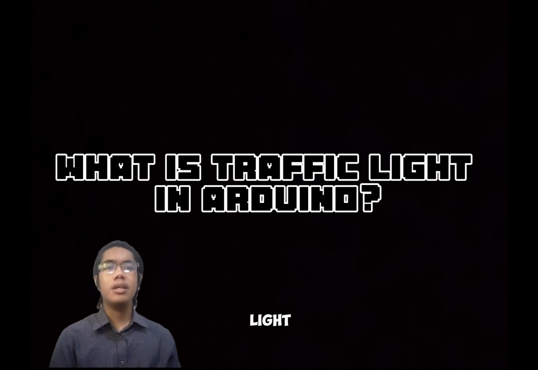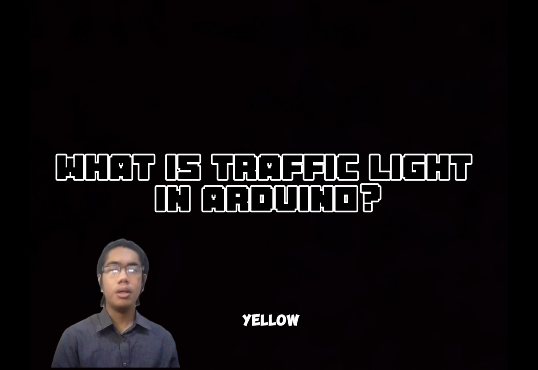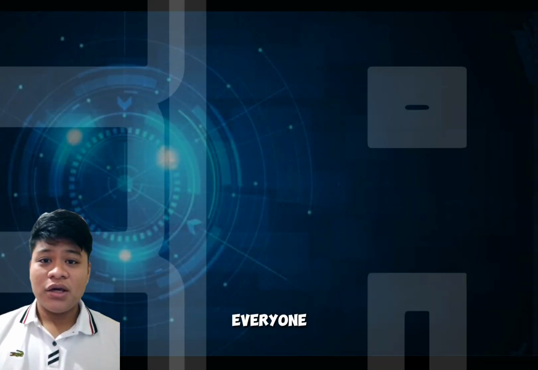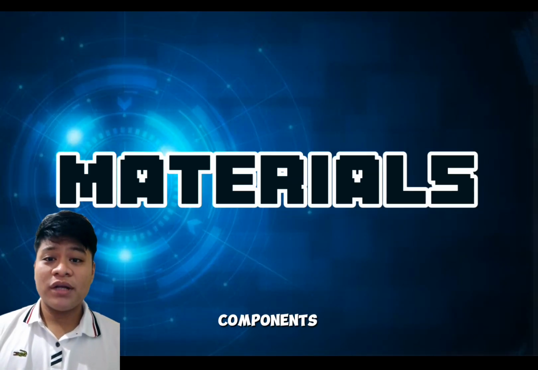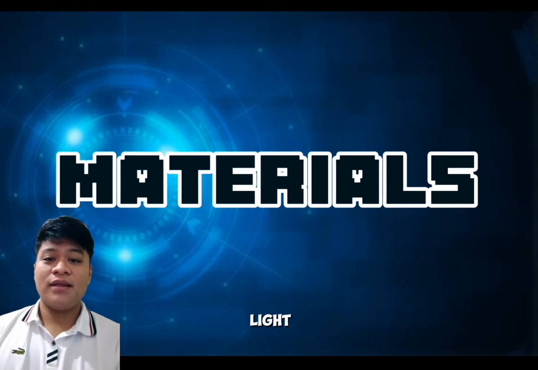What is the traffic light in Arduino? The traffic light in Arduino is a project where an Arduino controls three LEDs: red, yellow, and green. To simulate the operation, it is programmed to turn each LED on and off at specific intervals, mimicking the traffic light behavior.